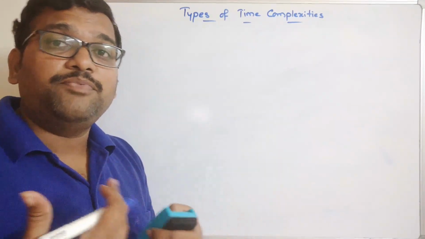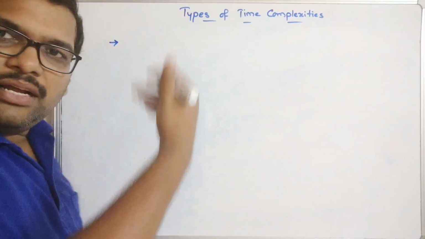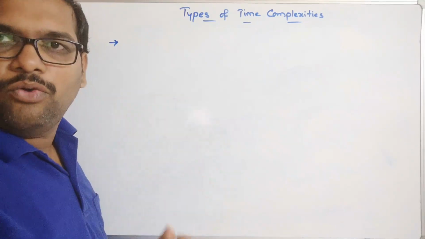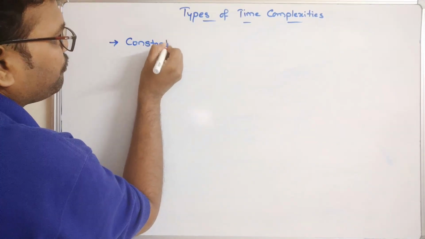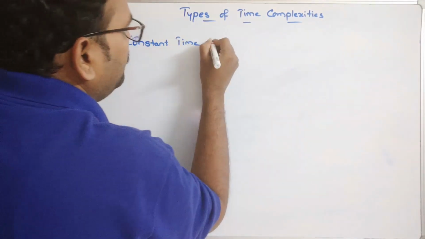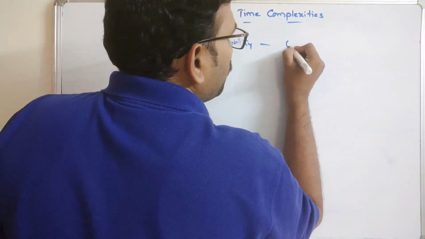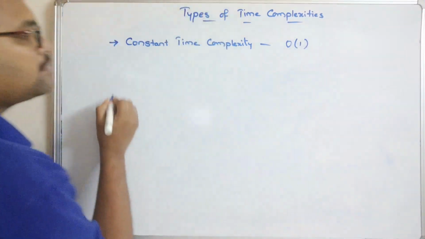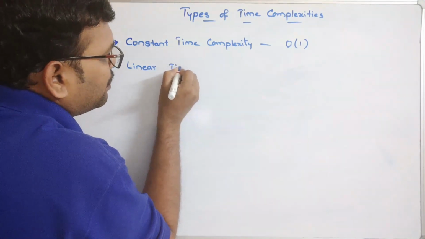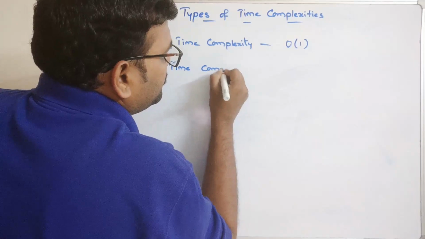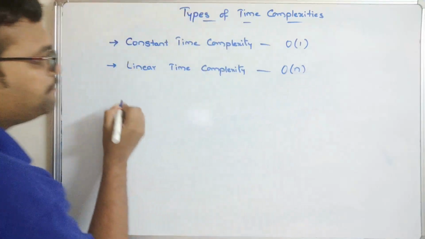So there are different types of time complexities. Now we'll see one by one, right? So first I list out the types of time complexities and then we'll go one by one. First one is a constant time complexity. Usually it is denoted as order of 1. Next, linear time complexity. It is denoted as order of n.